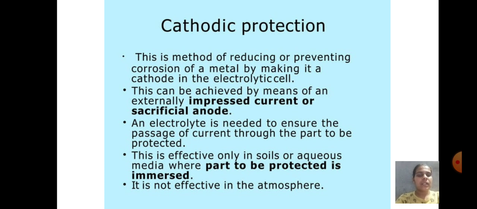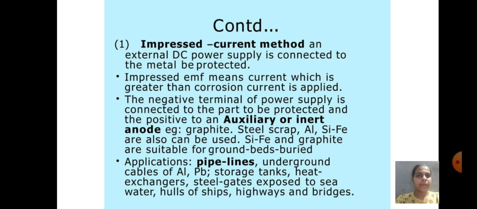Cathodic protection. This is a method of reducing or preventing corrosion of a metal by making it a cathode in the electrolytic cell. This can be achieved by means of an externally impressed current or sacrificial anode. An electrolyte is needed to ensure the passage of current through the part to be protected. This is effective only in soils or aqueous media where the part to be protected is immersed. It is not effective in the atmosphere.